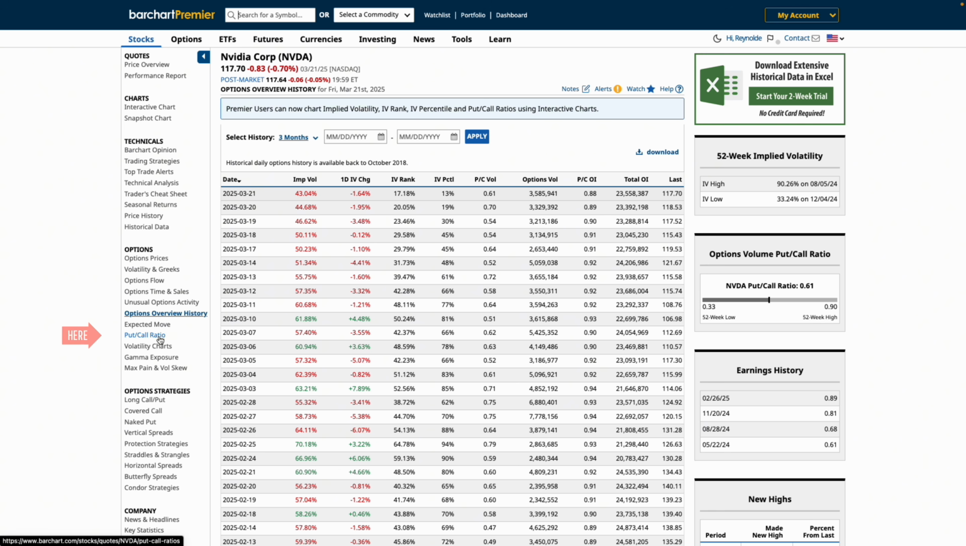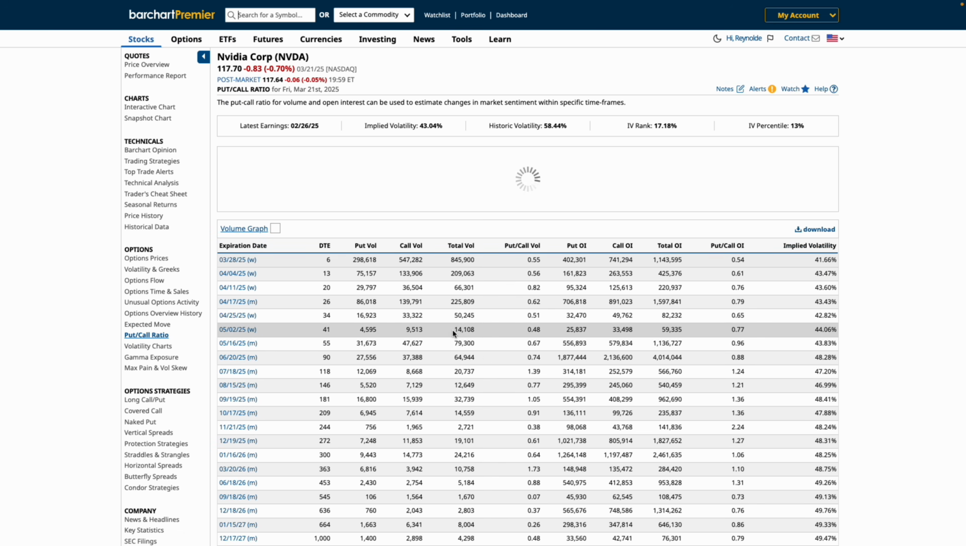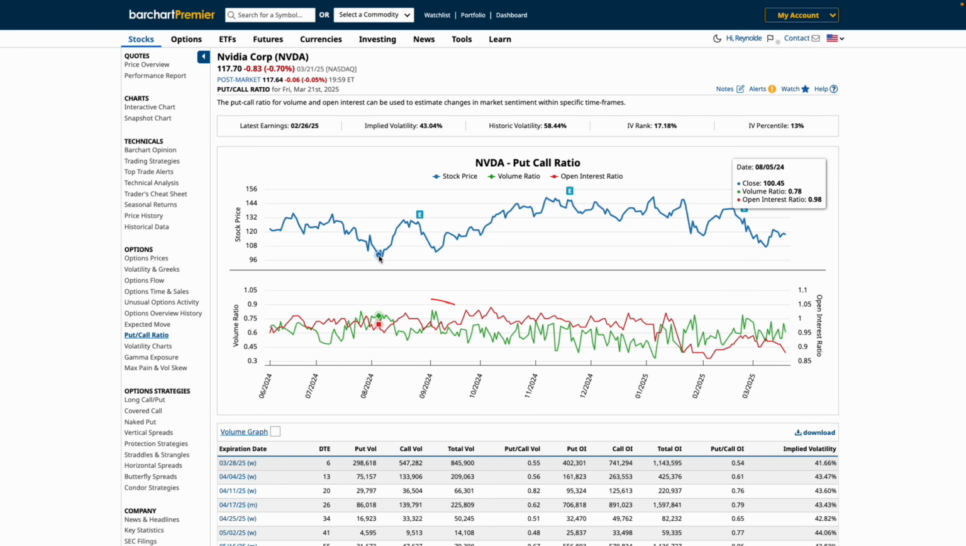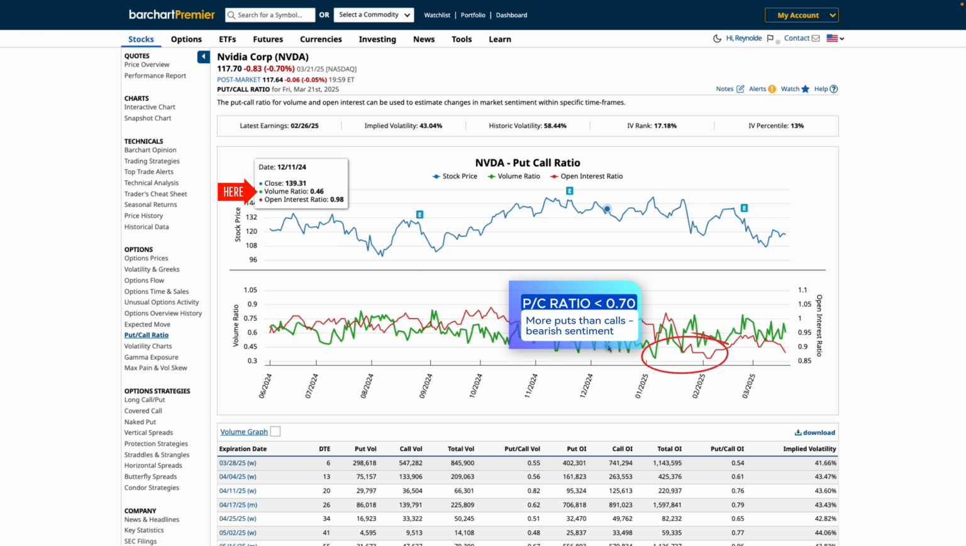Now let's move on to understanding one of the most powerful sentiment indicators, the put-call ratio. This ratio tells us the number of put versus call contracts. A put-call ratio above 1.0 means more puts are being traded than calls, indicating a bearish sentiment. A put-call ratio below 0.7 suggests that traders are favoring calls, which is generally bullish.